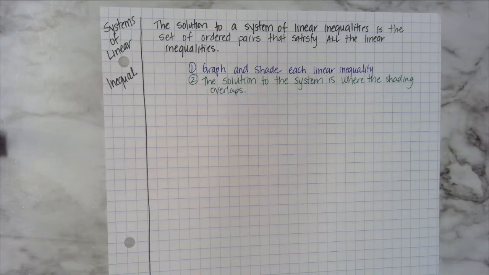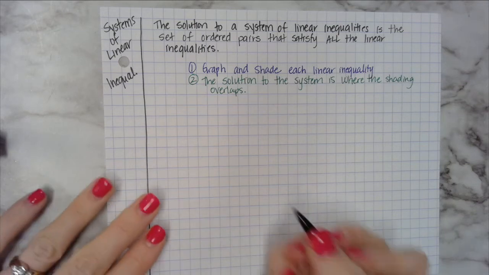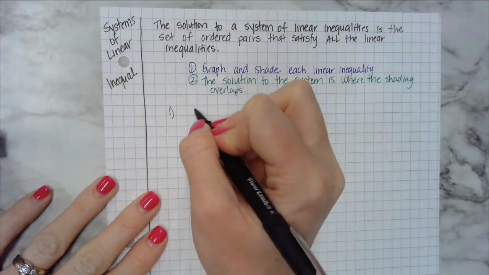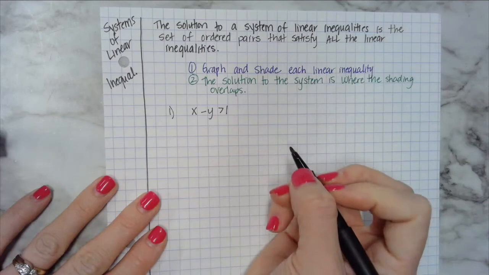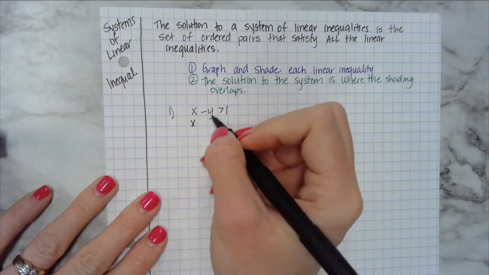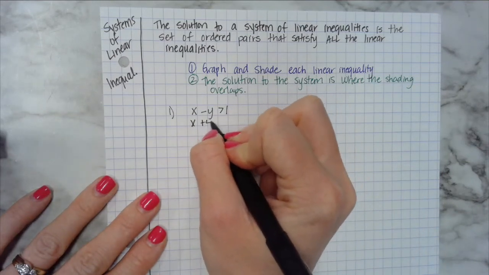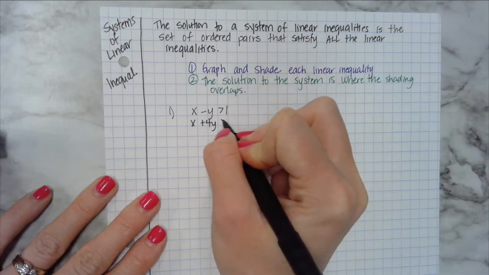In order to graph each linear inequality, we want to follow the same steps as we just learned when we graphed single linear inequalities. We want to rewrite them in slope-intercept form, and then we'll graph them on the same number line. So here is an example. x minus y is greater than 1, and the other inequality is x plus 4y is greater than 20.